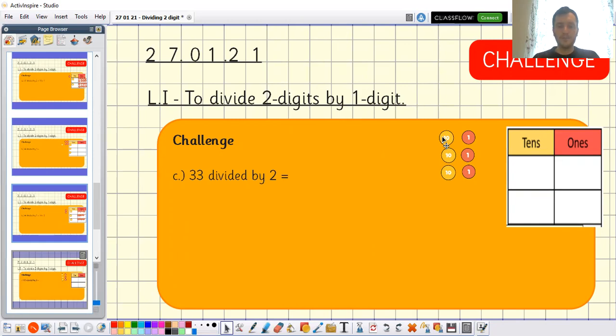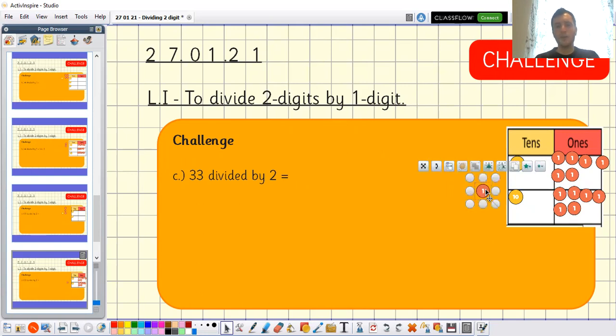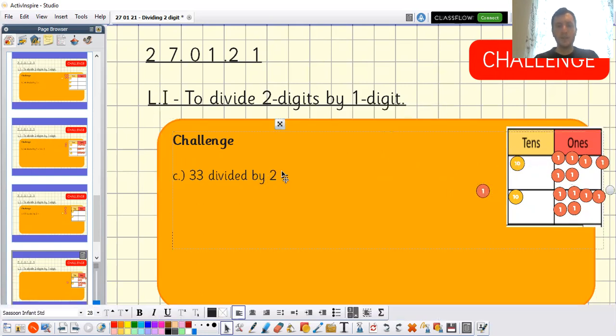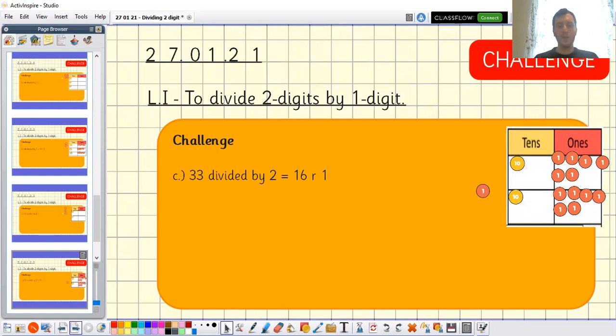Let's look at that last one together. 33 divided by 2. So I share my 10s first of all. There's 1 10 in each group. Again, I've got 1 left over. And that's got to be regrouped into 10 extra 1s. I share my 1s out. 1 1 in each group. 2 1s in each group. 3 1s in each group. 4 1s in each group. 5 1s in each group. 6 1s in each group. And I've got 1 left over, which I can't share equally. So my answer is 1 10 and 6 1s, which is 16. And I've got 1 left over, so it's 16, remainder 1.